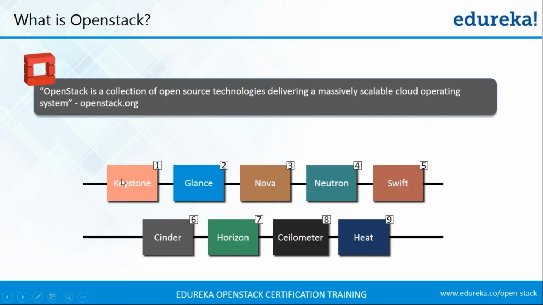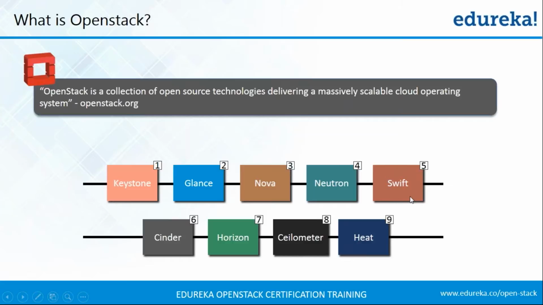These are the services over here: Keystone, which is the authentication and authorization service; Glance, which is used for storing images, and images here means the different types of operating system files. There is Nova, which is the computing service, where you can launch your instances and work on them. You have the Neutron service, which is the networking service that connects all the services to each other.